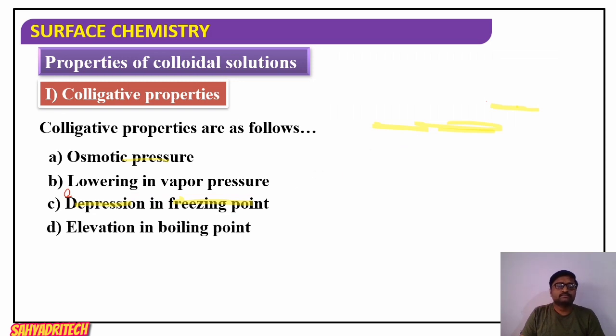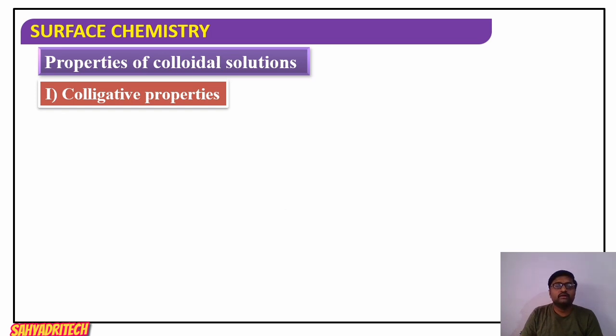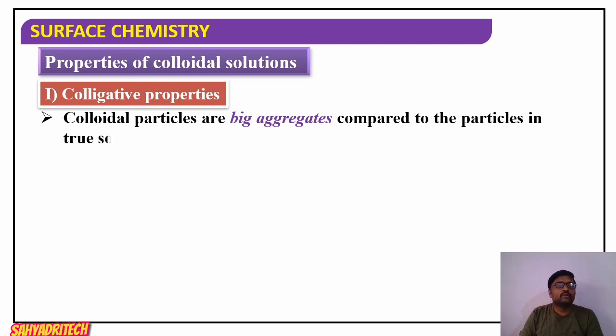Well, the next thing, elevation in boiling point. Again, like depression in freezing point, it describes the phenomenon that the boiling point of a liquid will be higher when compared to its solvent, or else I can say whenever a solute is added to solvent, boiling point increases. Therefore we say elevation in the boiling point. So overall, we can conclude that all colligative properties depend on the number of particles, the ratio of number of solute particles and number of solvent particles. The larger the number of particles, the more is the value of the colligative property. The fewer the particles, the less is the magnitude of a colligative property.